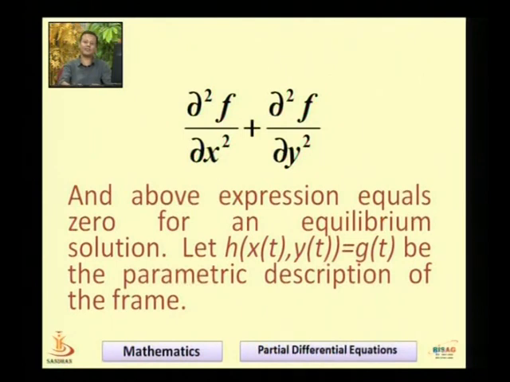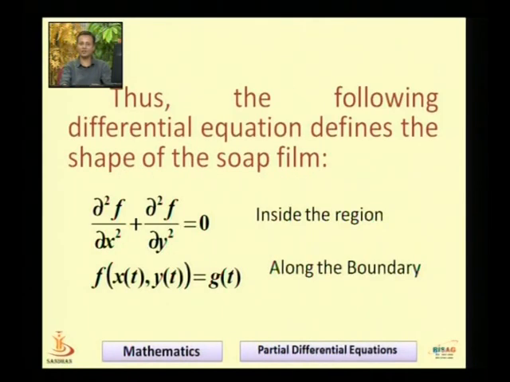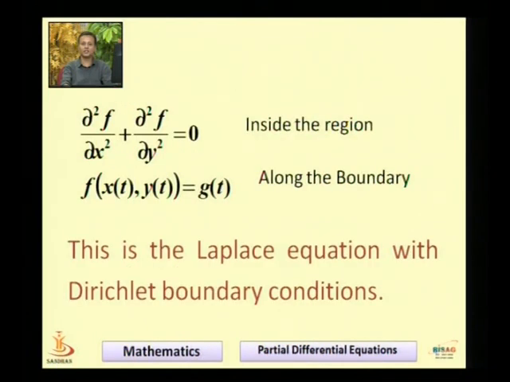And this be the parametric description of the frame. Thus the following differential equation defines the shape of the soft film: del square f by del x square plus del square f by del y square equal to 0 inside the region, and along the boundary it is f of x and y, that is ultimately being a function of t. So this is the Laplace's equation with Dirichlet boundary conditions given there.